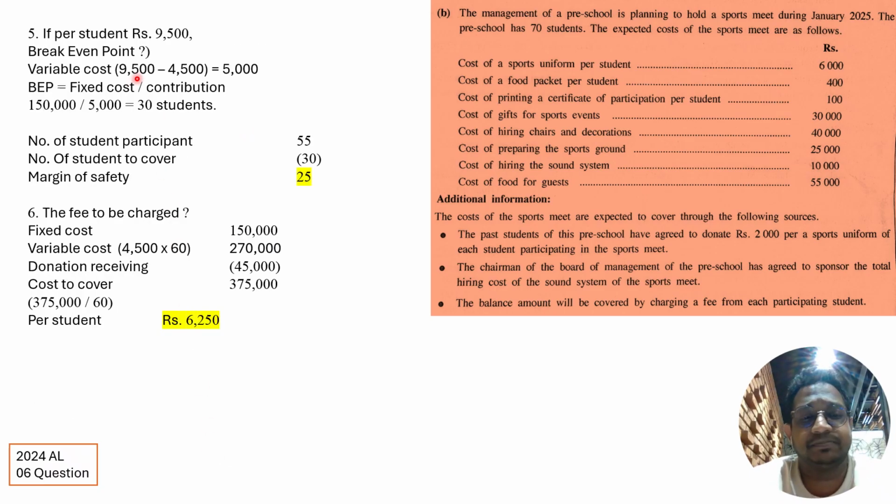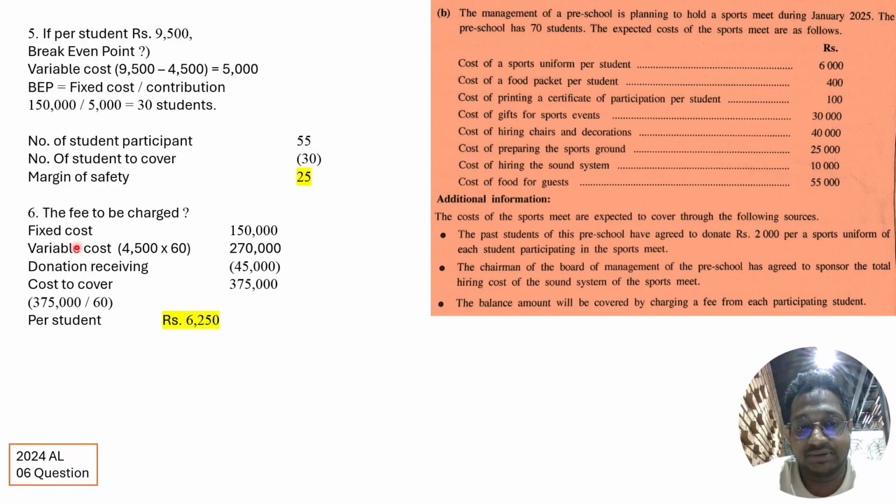And then they're asking if per student 9,500, what is the break-even point? So at 9,500, your contribution is 5,000, 9,500 minus variable cost, and the break-even point is 30 students. And if 55 students participate, the students to cover is 30, which means the margin of safety is 25. And then they're asking the fee to be charged if donations are received, as in 45,000.